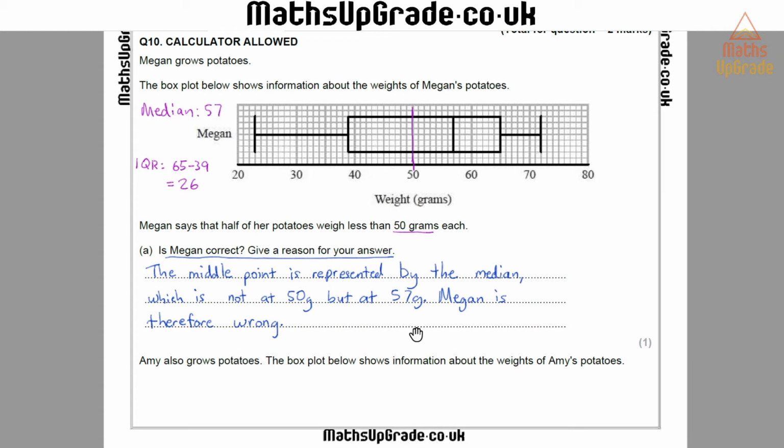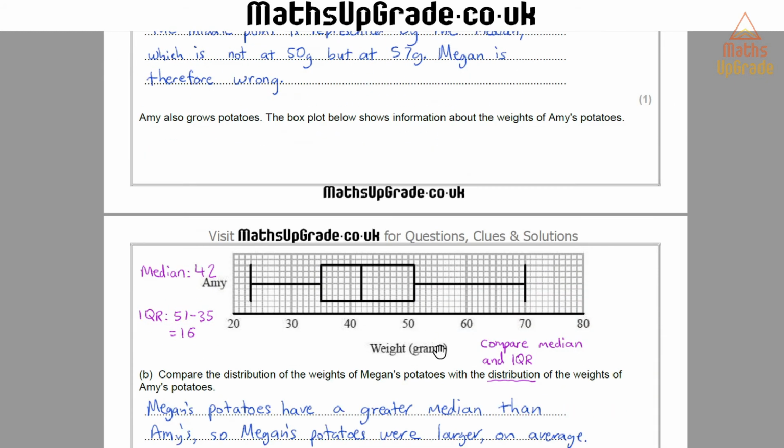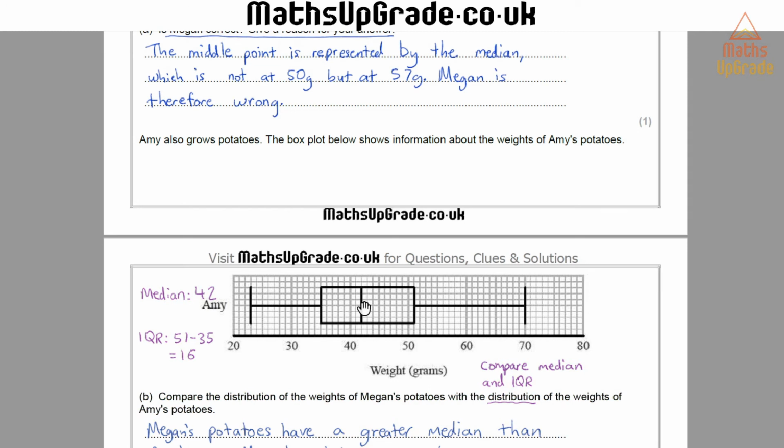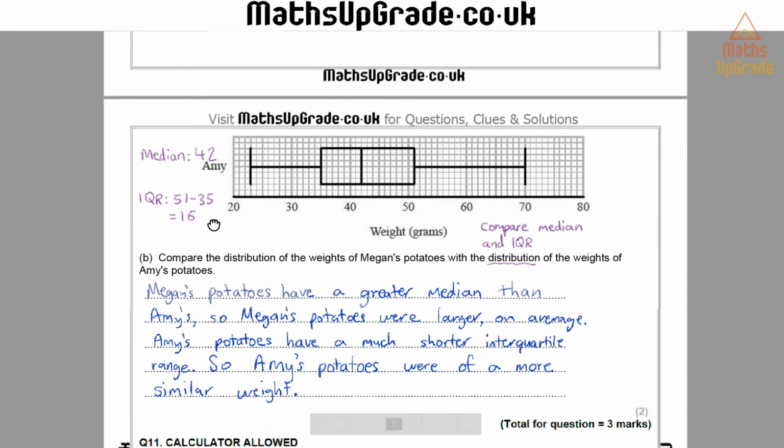The next part of the question tells us that Amy also grows potatoes, and we're given a box plot for Amy's potatoes on the next page. So from this you can see straight away that the median for Amy's is 42, so it's lower than Megan's. We can also find the interquartile range by doing the upper quartile subtract the lower quartile, which gives us 16. We need those numbers since we're going to compare the distribution of Megan's weights compared to the distribution of Amy's weights. So we can say that Megan's potatoes have a greater median than Amy's, so therefore Megan's potatoes are larger.